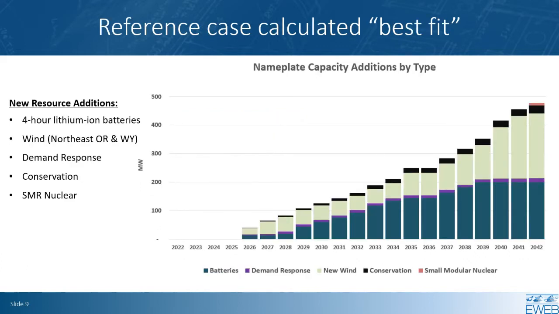So now we can talk about those best fit resources that the modeling selected. The model primarily selected 4-hour lithium ion batteries, which are shown in teal, wind, which is in light green, demand response in purple, and conservation in black.